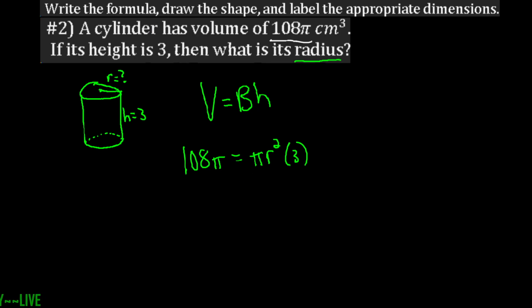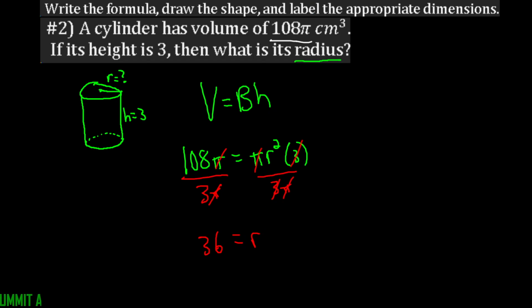And so what I can do is eliminate some of these things. I can divide both sides by pi, and I can divide both sides by 3. So let's say divide both sides by 3 pi, so that way I can eliminate some of these. It will cancel out on the right side. All I'll be left with is just r squared, the radius squared, and on the left side I'll have 108 divided by 3 pi. So it's going to be 108 divided by 3, which is 36 equals r squared.